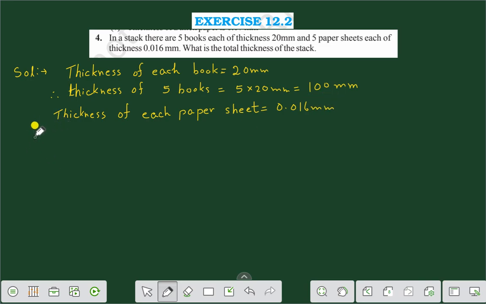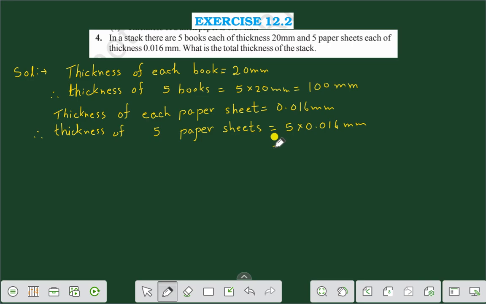Therefore, thickness of 5 paper sheets is equal to 5 into 0.016 millimeter. Right? 5 into 0.016 millimeter.